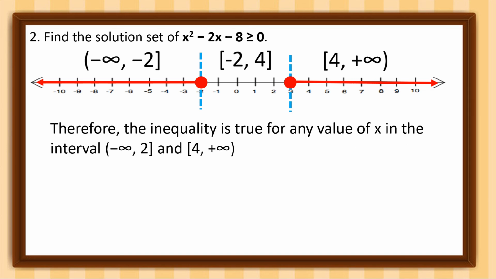Therefore, the inequality is true for any value of x in the interval from negative infinity up to negative 2 and negative 2 is included, and from 4 up to positive infinity and 4 is also included. And if we want to write it in interval notation, we will have negative infinity up to negative 2 and negative 2 is included. That's why we use a bracket beside negative 2. Union 4 up to positive infinity. And we use also a bracket beside 4 because 4 is included.